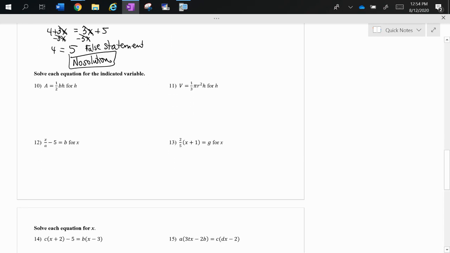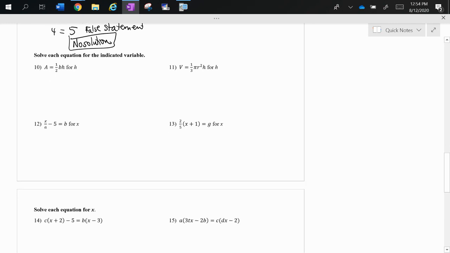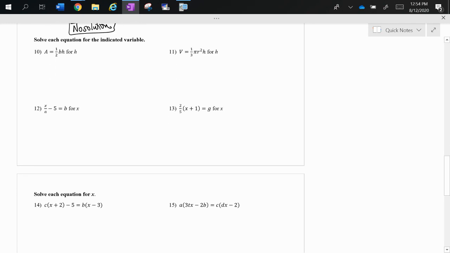All right, so the next thing we're going to do is solve for the indicated variable. These equations have more than one variable in them, and we want to solve for a specific variable. So for number 10, we want to solve for h. In order to solve for h, I need to multiply both sides by 2. I'm going to write this a little bigger so we can see. I'm going to multiply both sides by 2, because 2 times 1/2 is 1. And we don't want to divide by a half, because we don't ever want to divide by fractions.